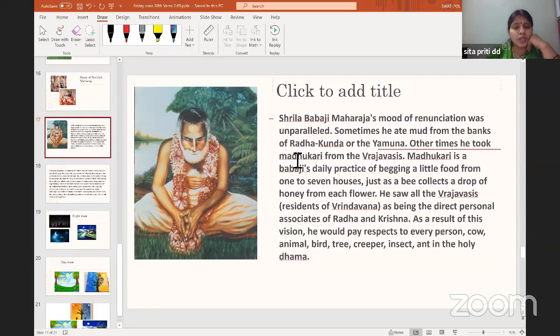And madhukari means that they have limited houses. It is not that they are going to go all over the village. They decide only five houses or seven houses that they are going to go to, and they are going to ask for alms, that is, they are going to ask for food. It might happen that some may give them, some may not. Even then, they are not going to increase the number of houses. Whatever they get from those houses, only that much they will cook and eat. So this is how Babaji Maharaj used his day; it was his daily routine.